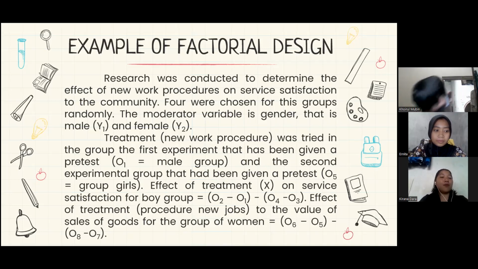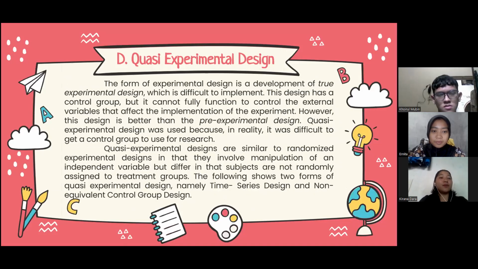O5, the female group. The effect of the treatment X on service satisfaction for the male group is O2 minus O1 minus O4 minus O3. The effect of the treatment on the value of sales for the group of women is O6 minus O5 minus O8 minus O7. Next. Then there is quasi-experimental design.